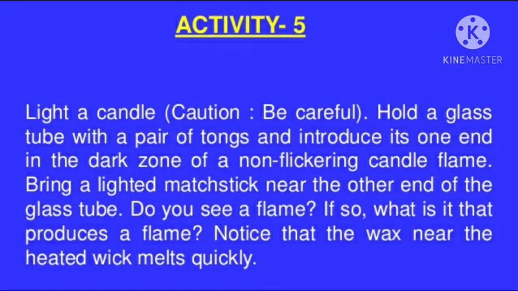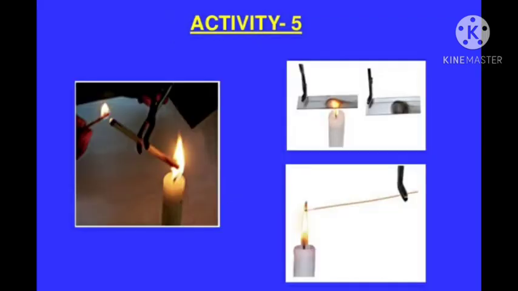Activity 5. Light a candle. Hold a glass tube with a pair of tongs and introduce its one end in the dark zone of a non-flickering candle flame. Bring a lighted matchstick near the other end of the glass tube. Do you see a flame? If so, what is it that produces a flame? Notice that the wax near the heated wick melts quickly.